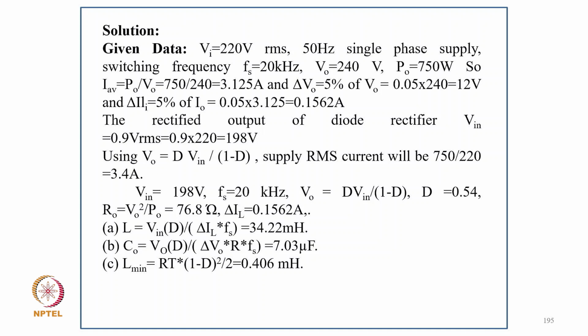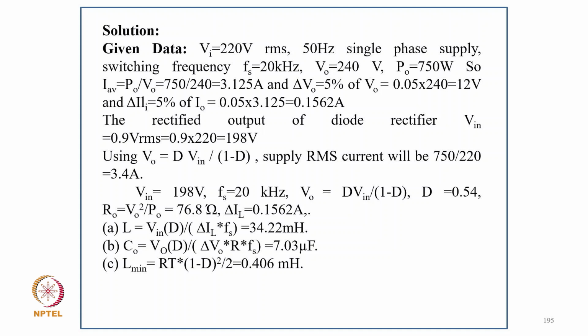So IA average is PO upon VO, that comes to 3.125 ampere. With delta V 5% of VO, that is 12 volt, and delta IL 5% of IA, that is 0.15625. So the rectified output voltage is 0.9 VRMS, that is around 198, using VO equal to D upon VIN. RMS current will be 750 by 223.4.